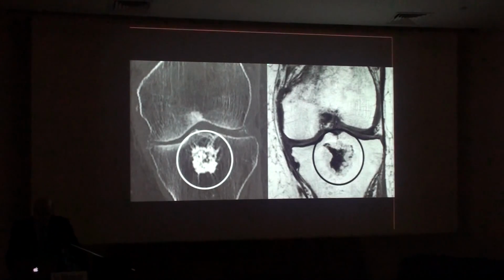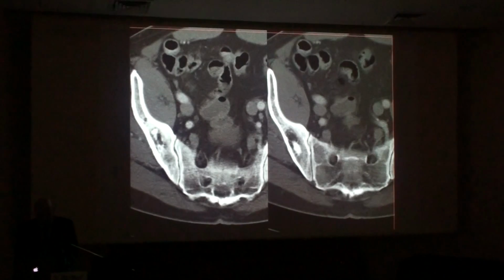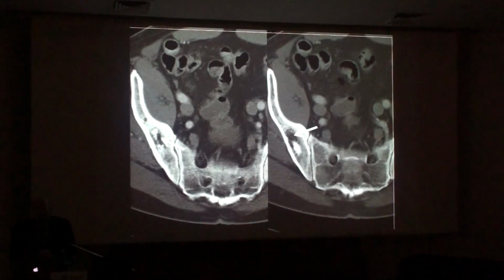Now, one of the things that I get a lot of consults for from my body colleagues are lesions such as this within the pelvis. And I can say that over the years I've probably biopsied about a half a dozen of these. And more typically, rather than a diagnosis, I get a list of histologic features.